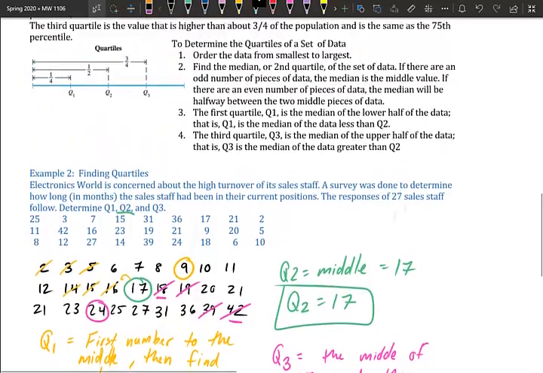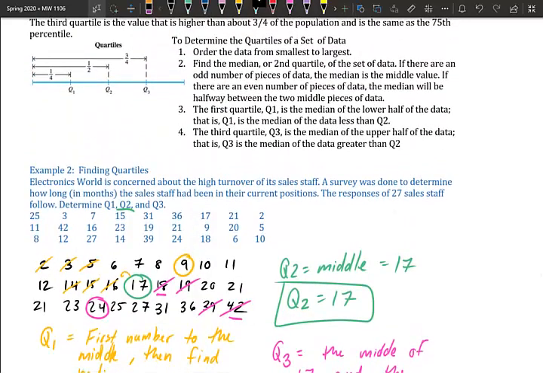So maybe now if I read those directions, it'll make a little more sense. You order the data from smallest to largest. You find the median or second quartile of the set of data. If there are an odd number of pieces of data, the median is the middle value. If there are an even number of pieces of data, the median will be halfway between the two middle pieces of data. So find the middle.